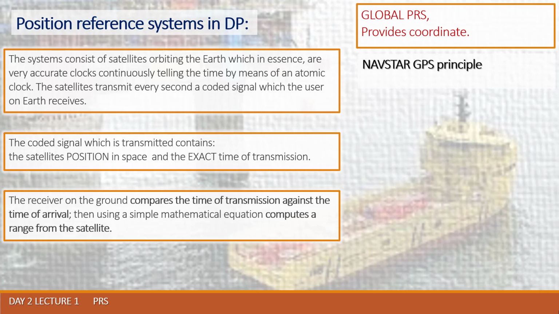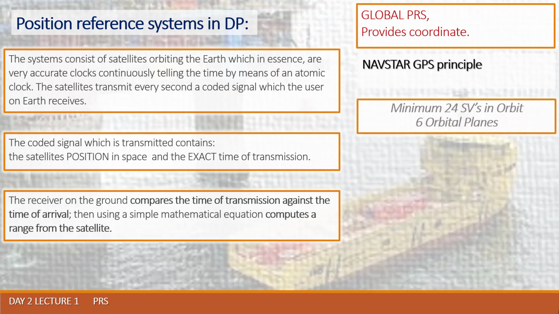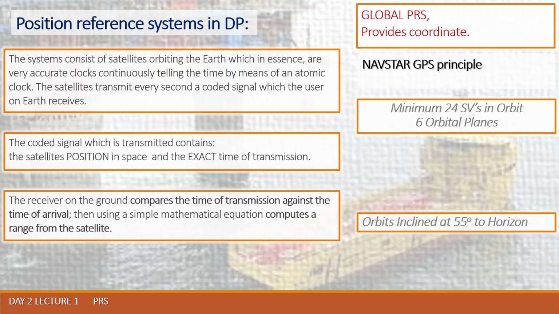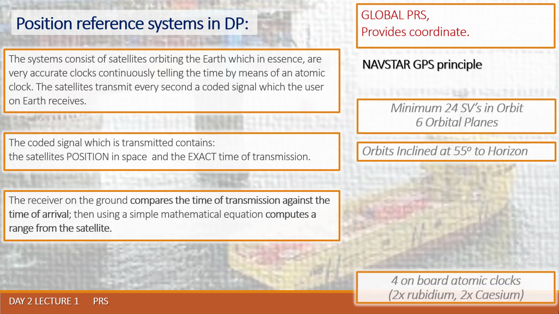And then, concerning Navstar, we have to highlight the next main attributes. In the Navstar system, we always have a minimum of 24 satellite vehicles in orbit. The system consists of 6 orbital planes. All orbits are inclined at 55 degrees to the horizon. On board each satellite vehicle, we have 4 atomic clocks: 2 of them are rubidium and 2 of them are cesium.